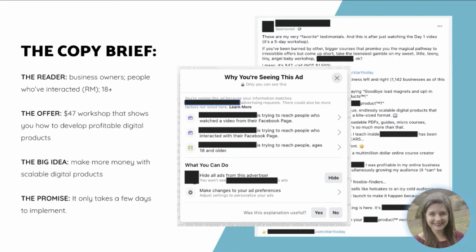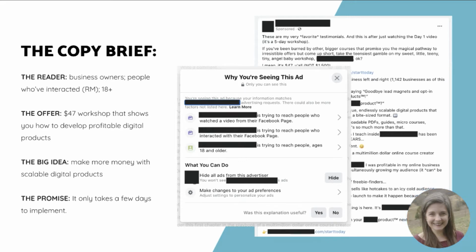We can look at the ad copy as it stands, and we can make some assumptions about who this ad seems to be for. So let's start with the one reader. Now, the reader seems to be a business owner. We're talking about bringing in revenue, about selling digital products. So we can reasonably assume that this is a business owner.